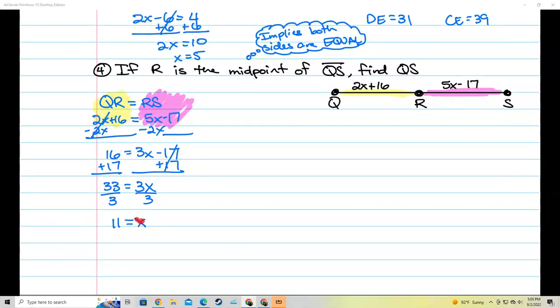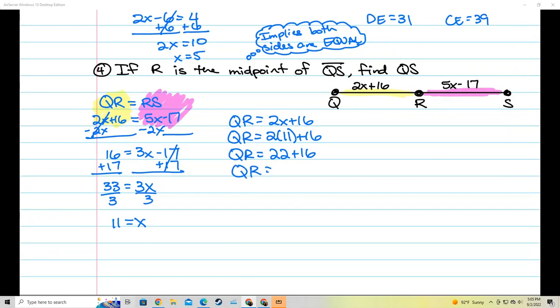So I'm going to use this x right here to figure out exactly how long QR is. I'm going to write QR. What do I know about QR? Well, they told me that QR is 2x plus 16. But now that I know what x is, I can replace that x and write, instead, QR is equal to 2 times 11 plus 16. QR must be 22 plus 16. So QR must be 38.